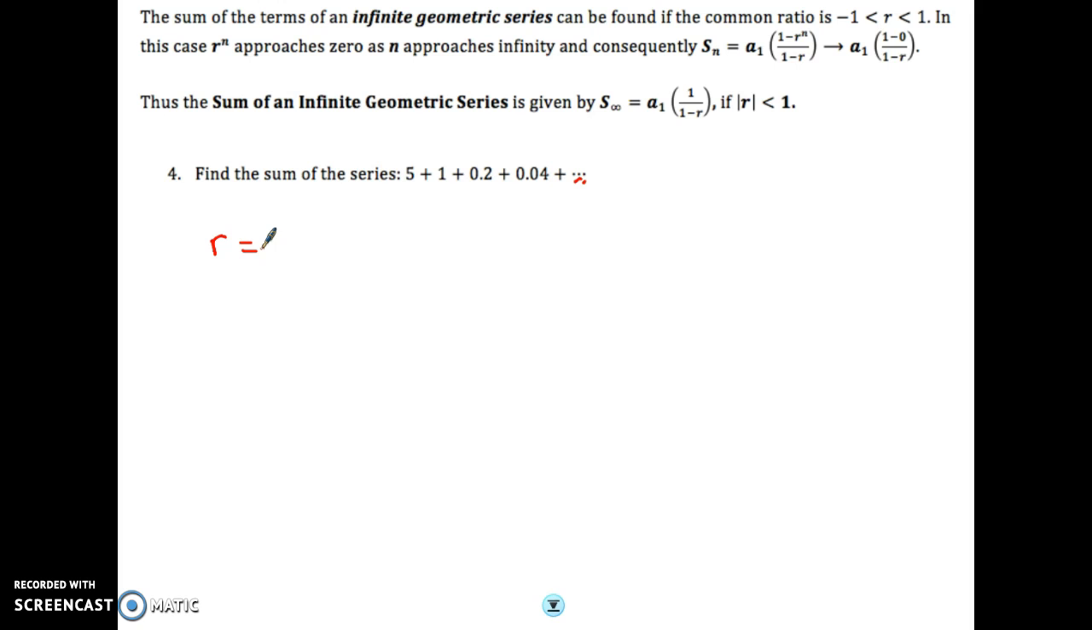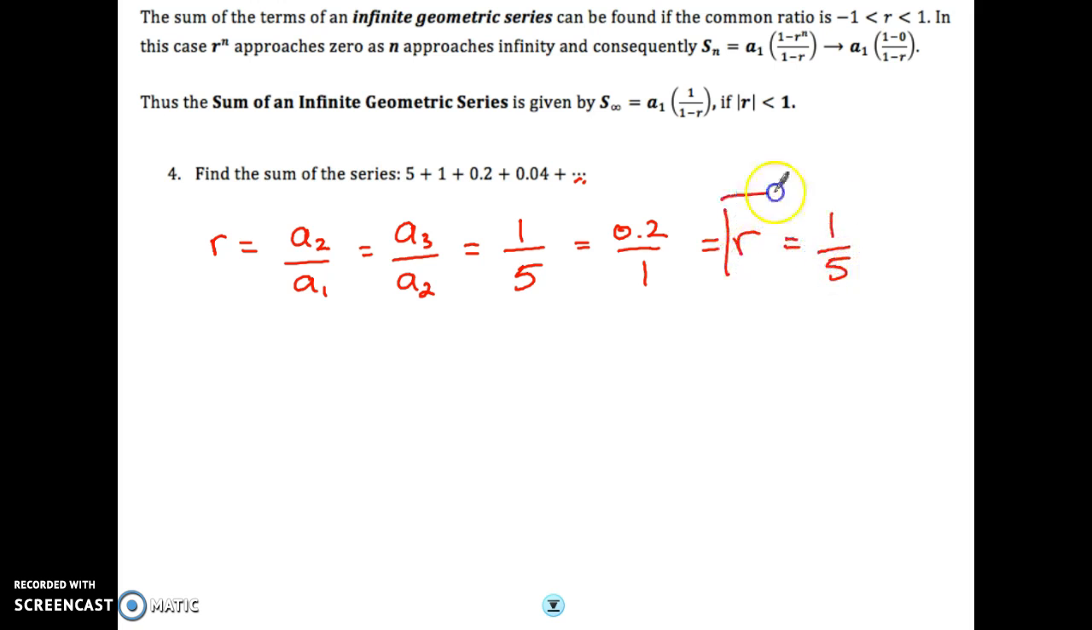We establish the common ratio. We know that it's really A2 over A1, or we could use A3 over A2, etc. We have a look there, 1 over 5, or we could have done 0.2 over 1, but they're both the same, and so we have, in a way, just confirmed that this series is geometric, and we've also established that the value of the common ratio is really 1/5.